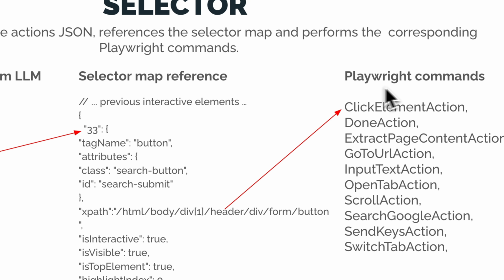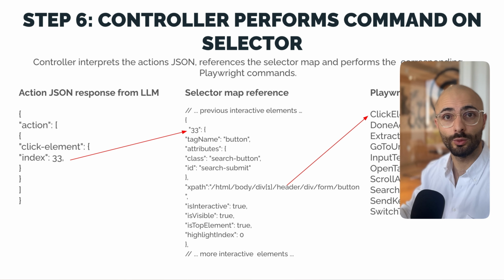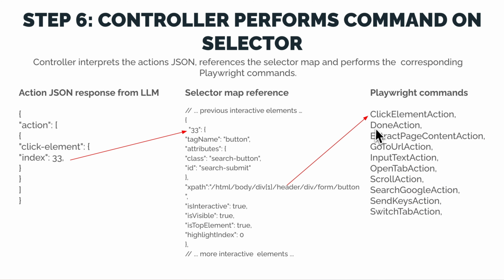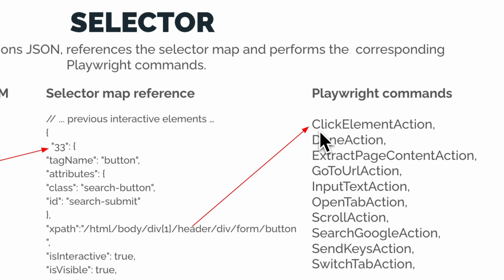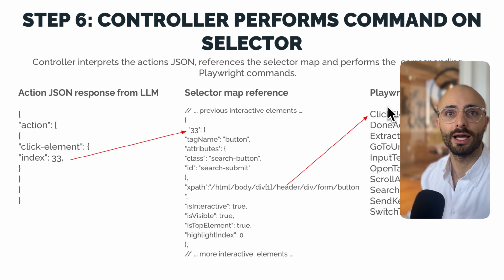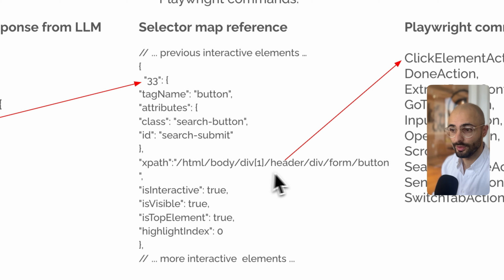And then we use Playwright commands to actually execute these tasks. Remember, Playwright is that testing framework that automates web browsers. What it then does is it calls the click element action in the Playwright command, and then Playwright would actually click on that button. In this case, it's going to click on this button over here.